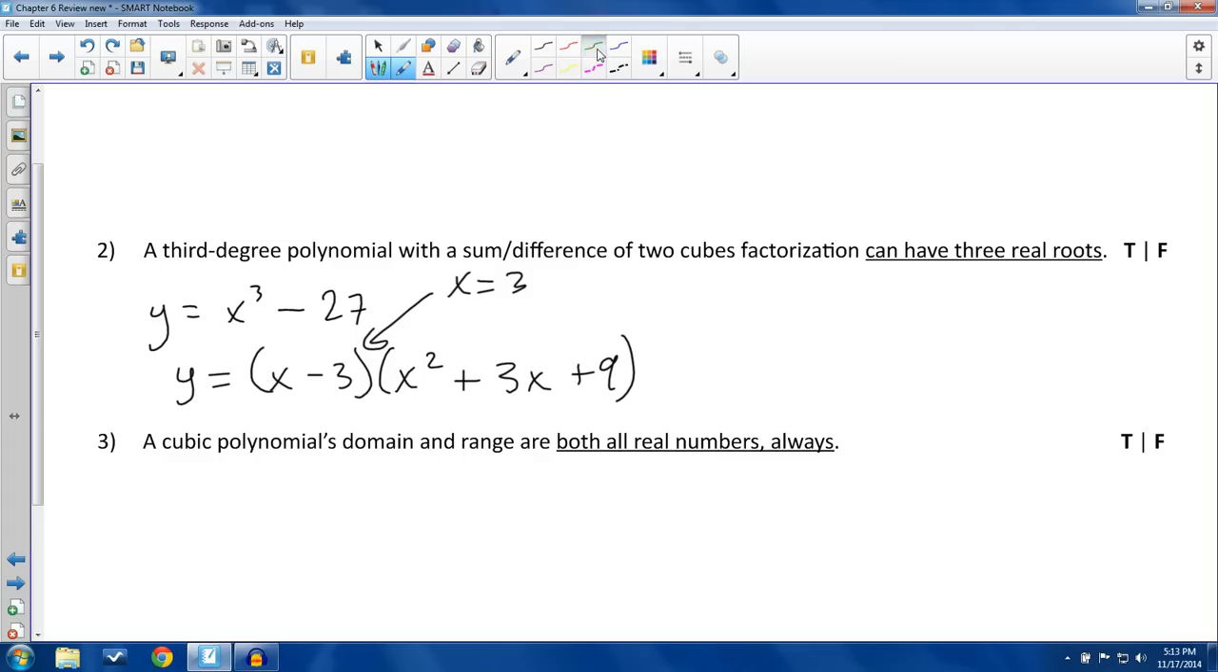The question is, can this guy ever yield two real numbers? Can this factor in a sum or difference of two cubes, can you ever do factoring or quadratic formula or completing the square and actually get real numbers, or will they always be imaginary?